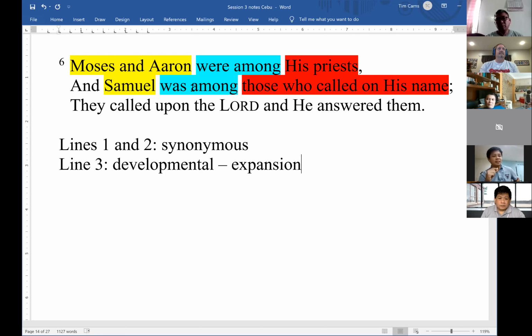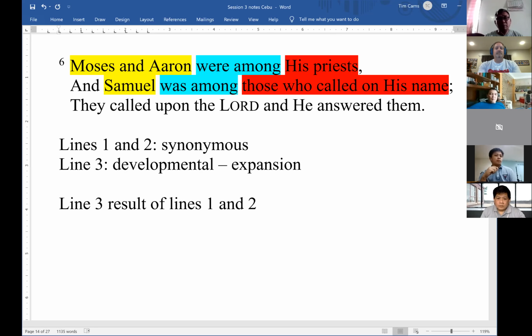Pastor Tim, can it be result? Because when they called upon his name, the result of it is he will answer them. Well, let's see, so you're saying that line 3 is the result of lines 1 and 2? Line 3, they called upon the Lord, is reiterating the fact that they are priests and they are calling on his name. The result of that is he answered them.